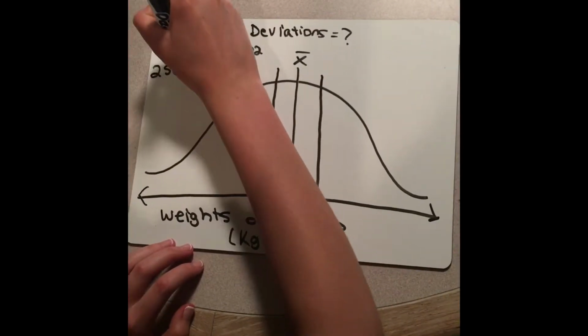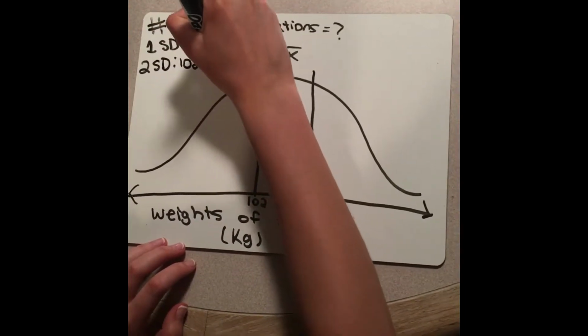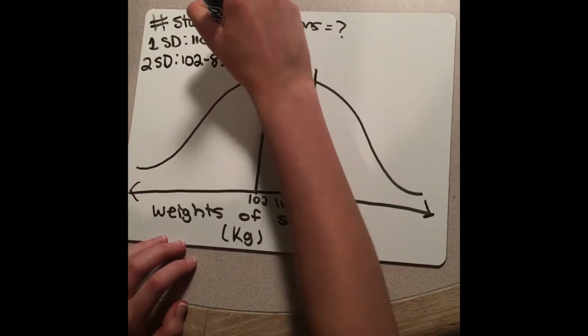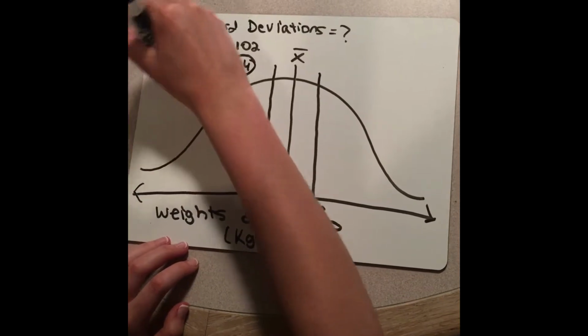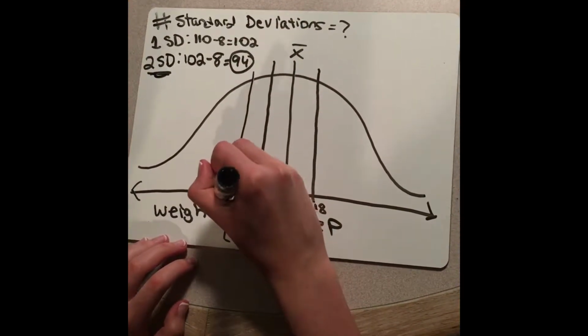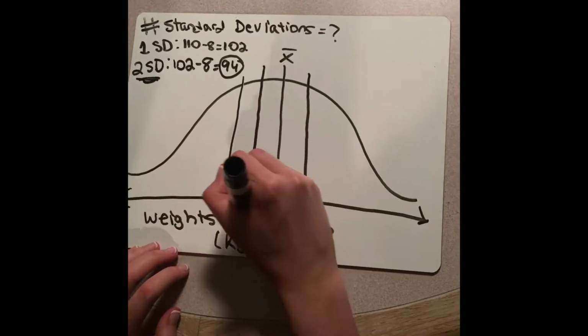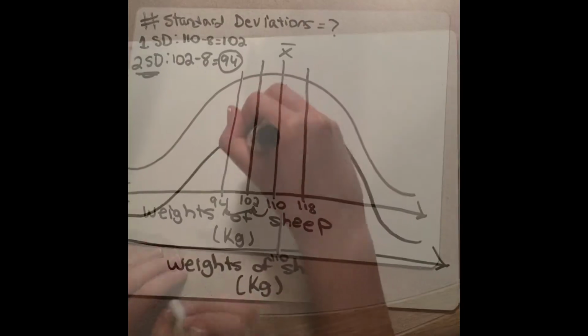Question B, Part 1, asks for how many standard deviations it takes from 110 to reach 94. We know that one standard deviation is 102, so subtracting 8 from that number gives us 94, which we now know is 2 standard deviations below the mean because we subtracted 8 twice. The answer to B1 is 2 standard deviations.